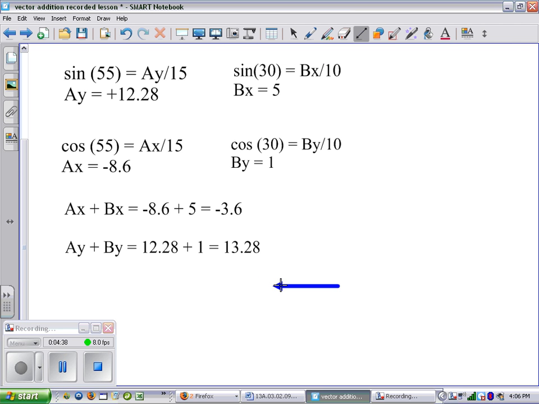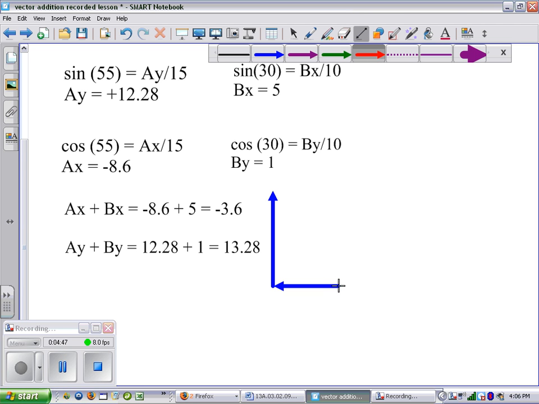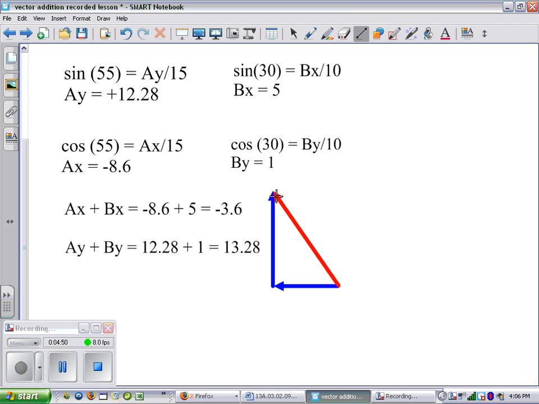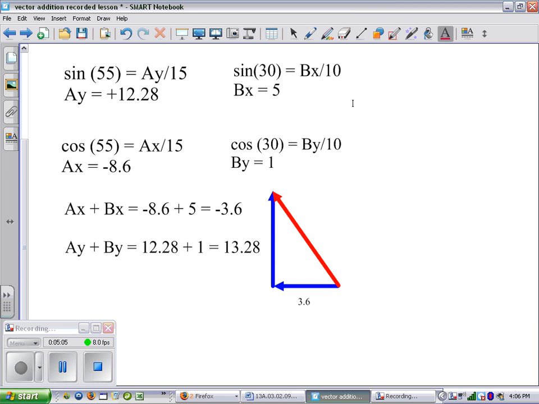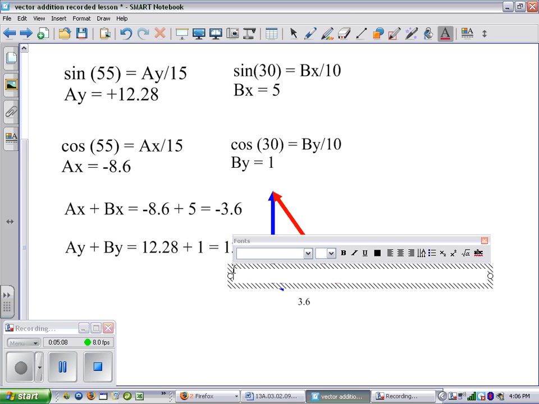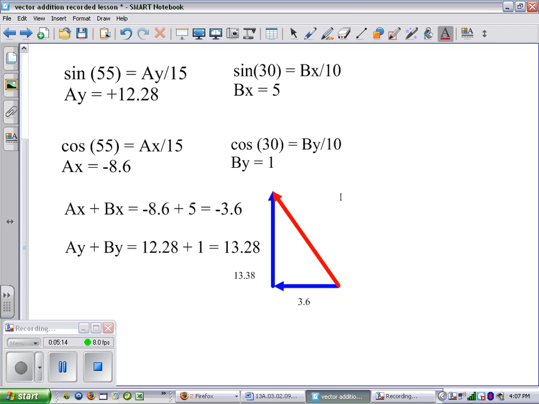Negative x goes to the left, positive y goes up, so my resultant vector, which I will draw in red, will be in the second quadrant. This side will be 3.6. When we do the Pythagorean theorem, we do not include the negative sign because the value is indicating the size of that side, not the orientation. The arrowhead is indicating the orientation.